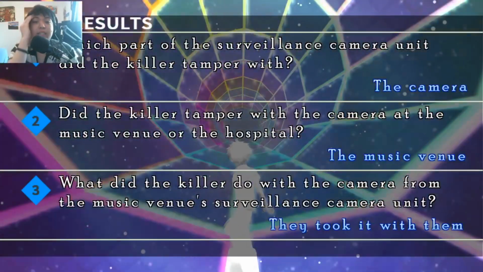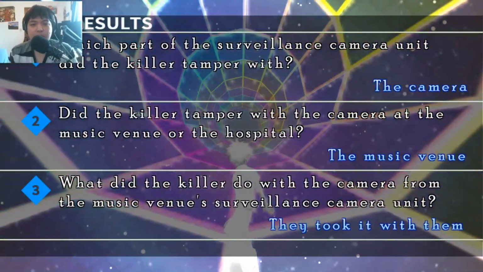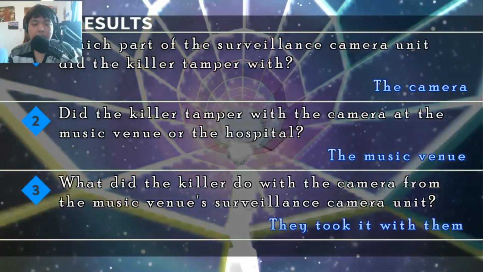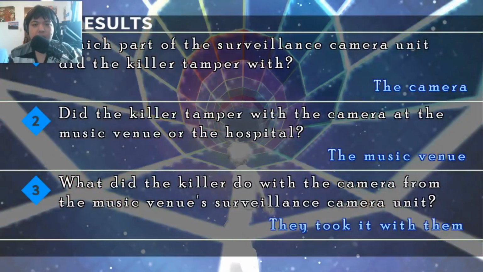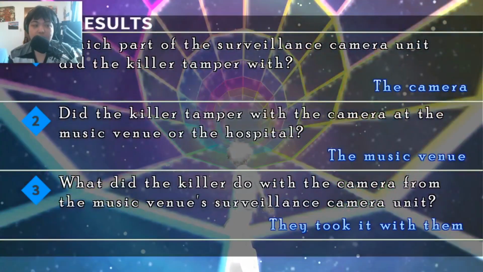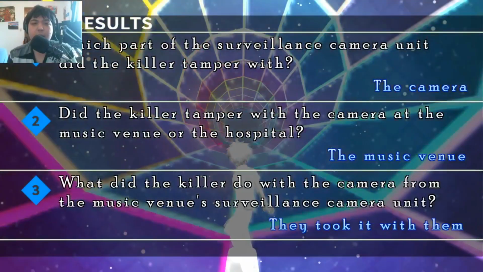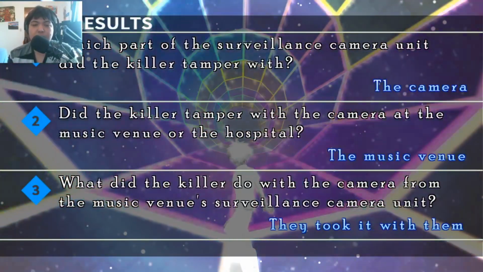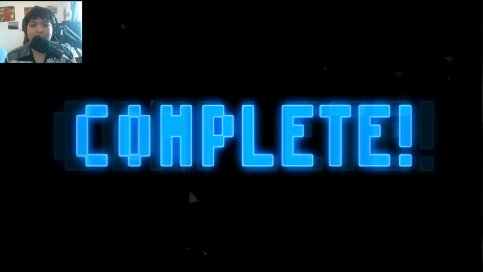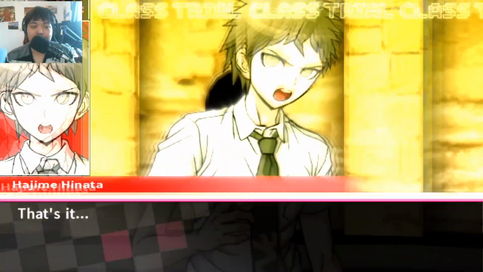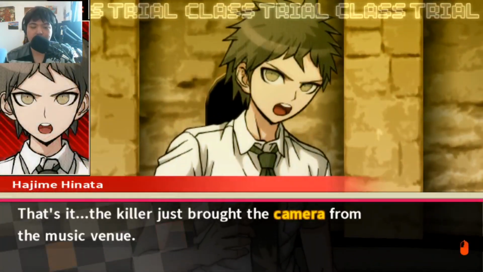Okay, if my guess is correct, the killer took the camera from the music venue, and then took it someplace else, maybe close by. I mean, Kazuichi said the cameras only work over a short distance, so that's the one thing that makes a longer range impossible. So it's all coming together. It's all connected. So that's it. The killer just took the camera from the music venue.